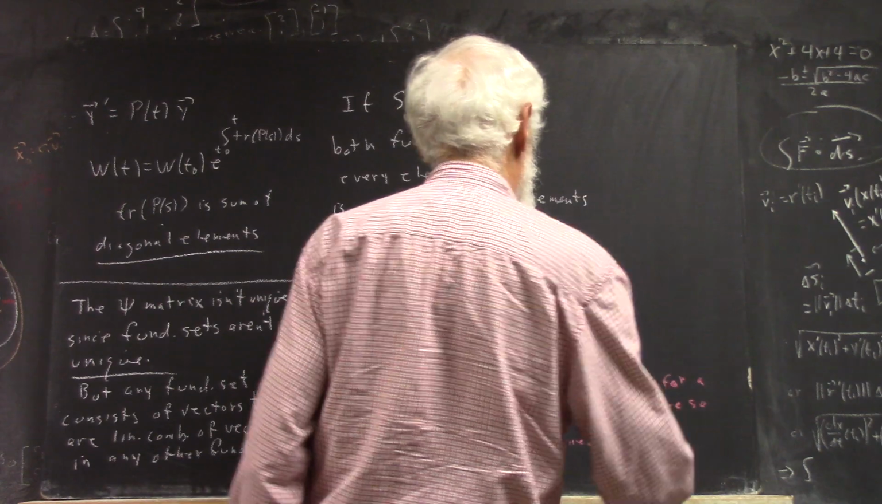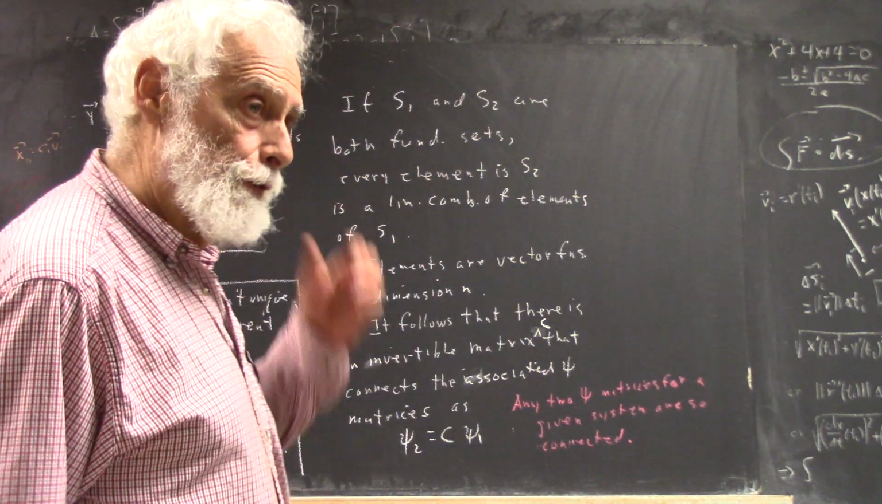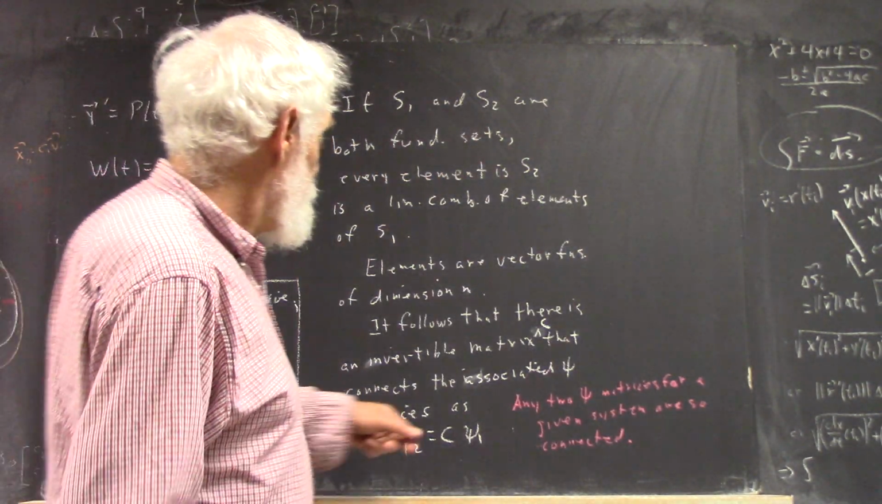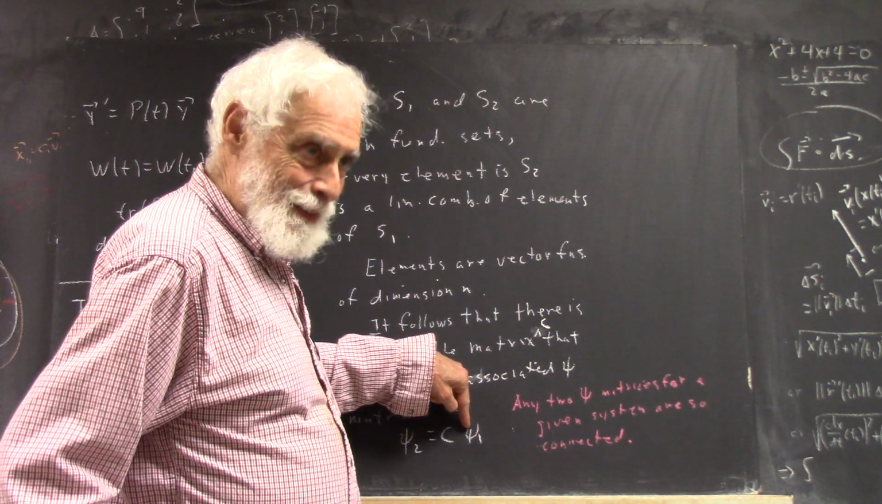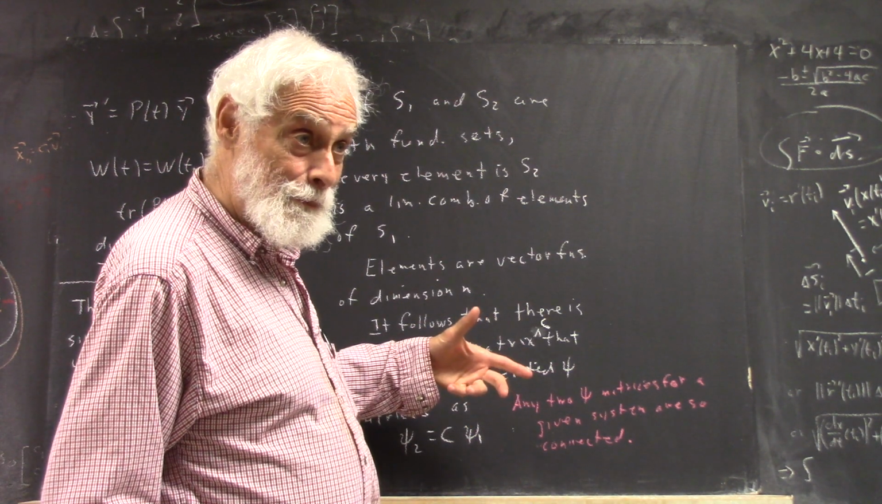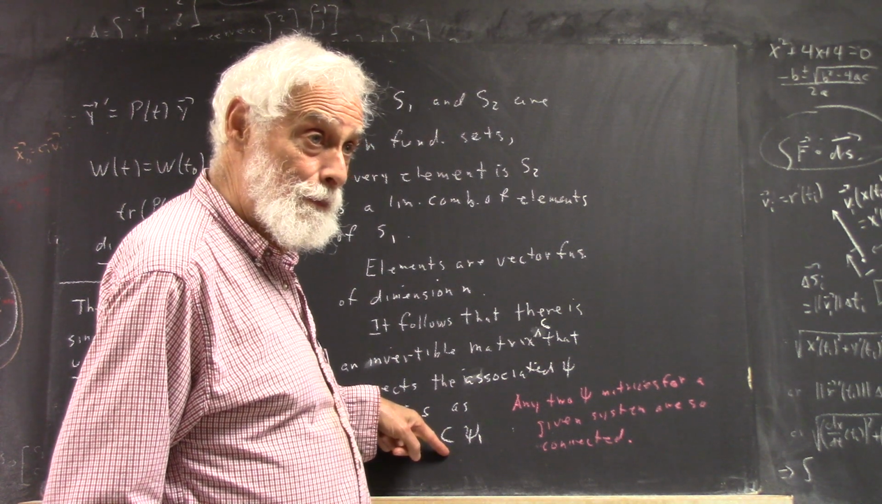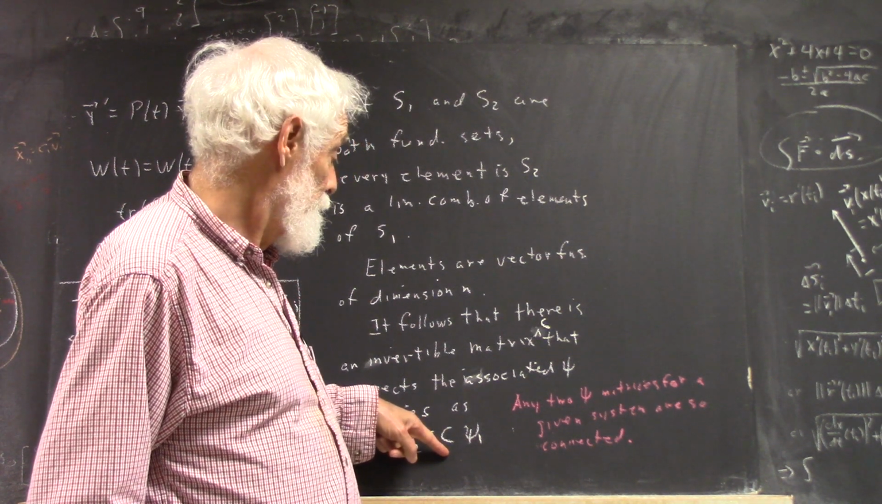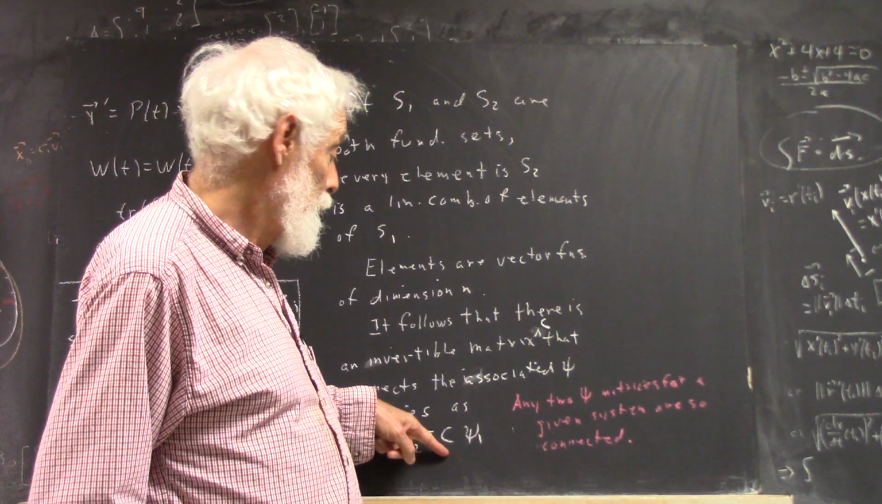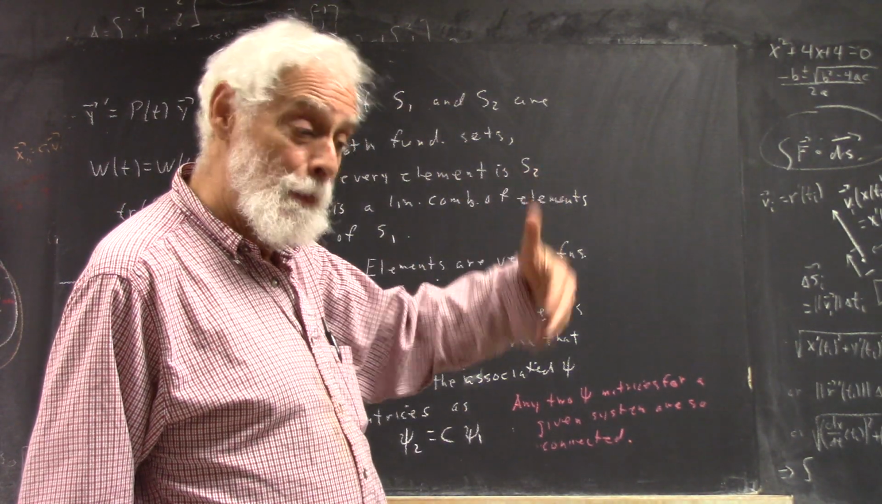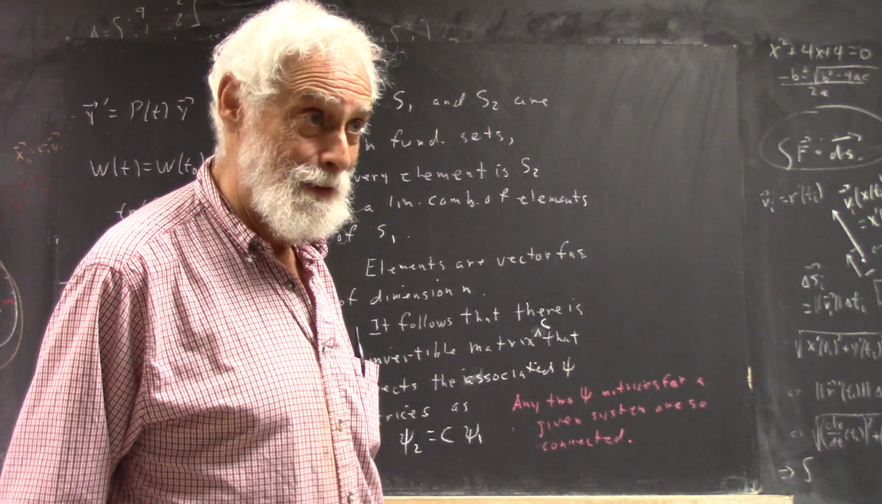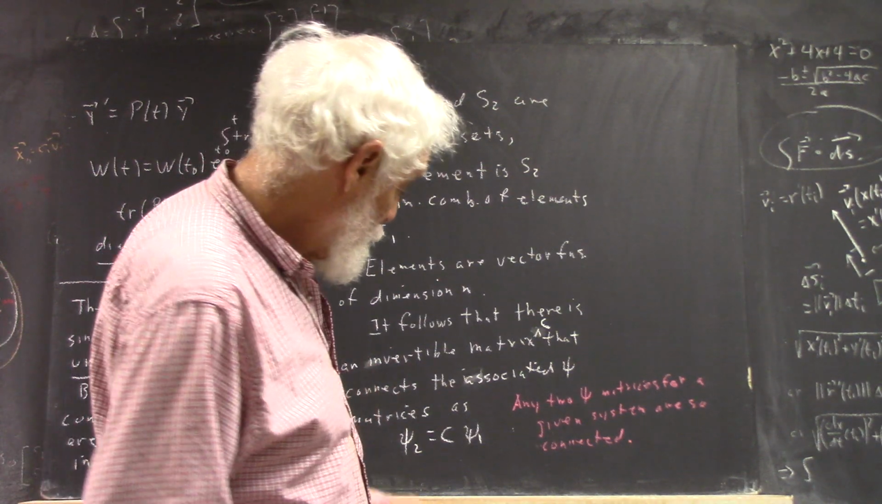Which is probably a little easier to understand: if you were to multiply a psi matrix for a system by any invertible matrix, you would get a set of columns that form another fundamental column set. So that's kind of worth saying.